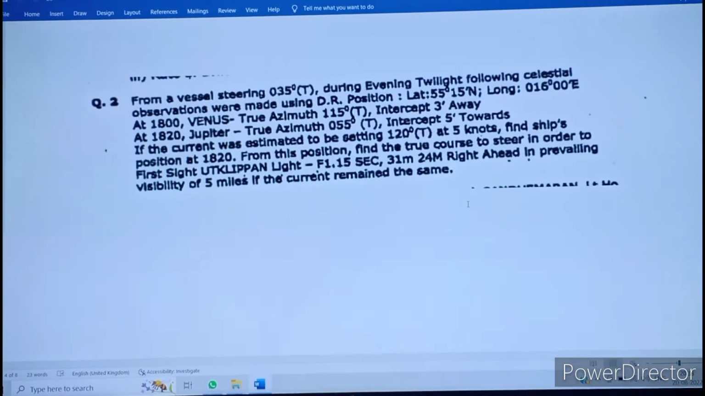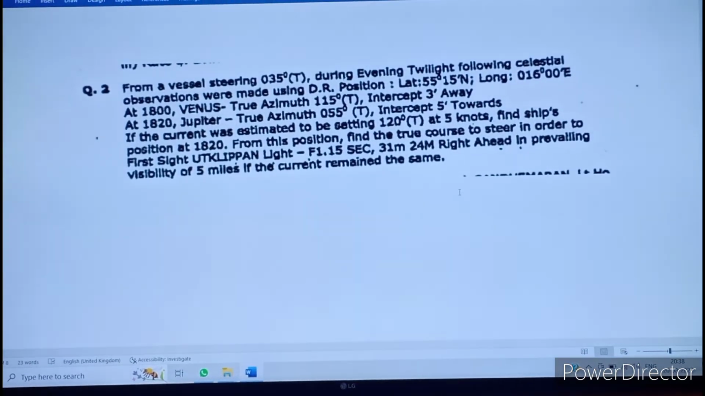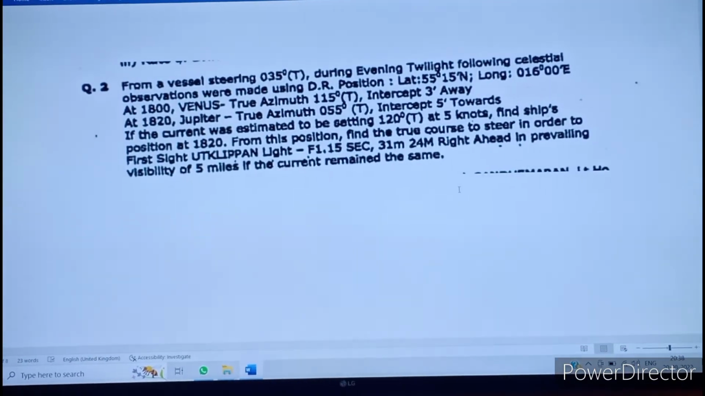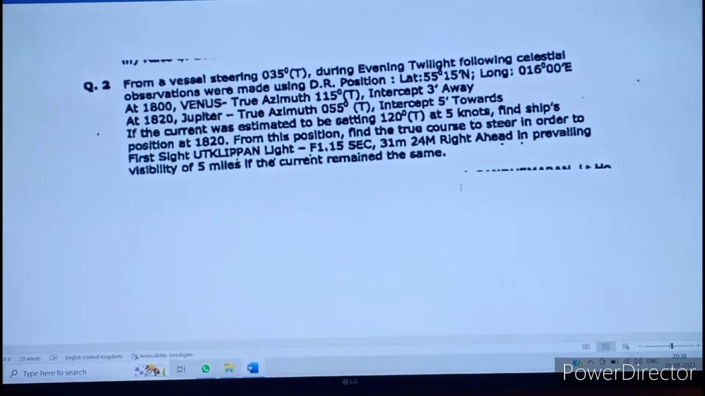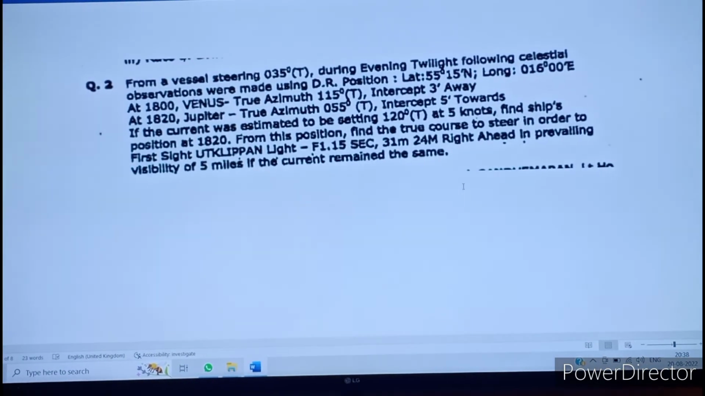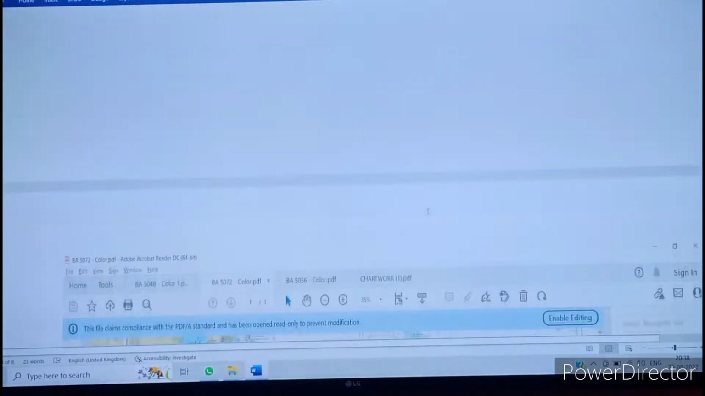From this DR position we need to find the 1820 hours position. We have the two celestial observations. From there we get the 1820 hours position, and from there we have to find the CTS to sight the pillar light right ahead, with the current. So let's see how we will approach this question on the charts.